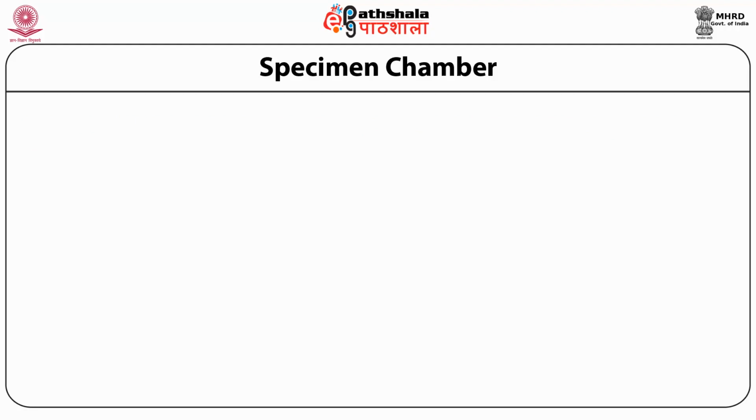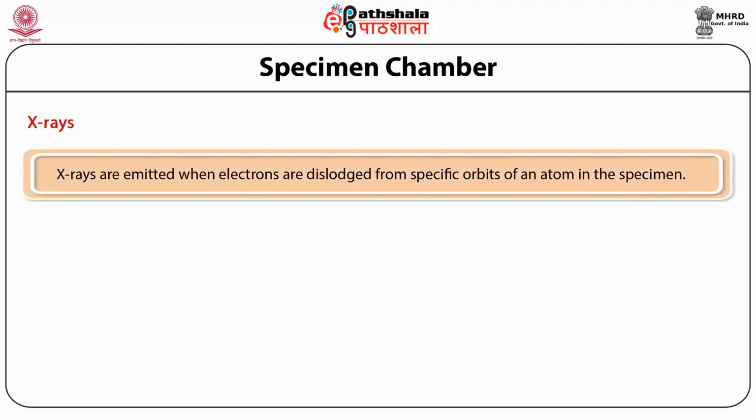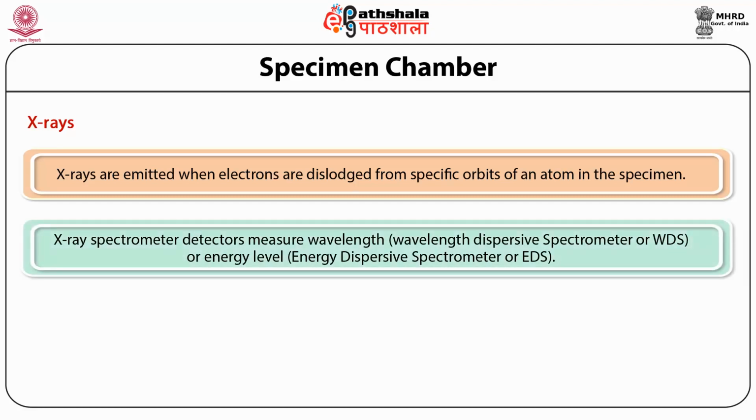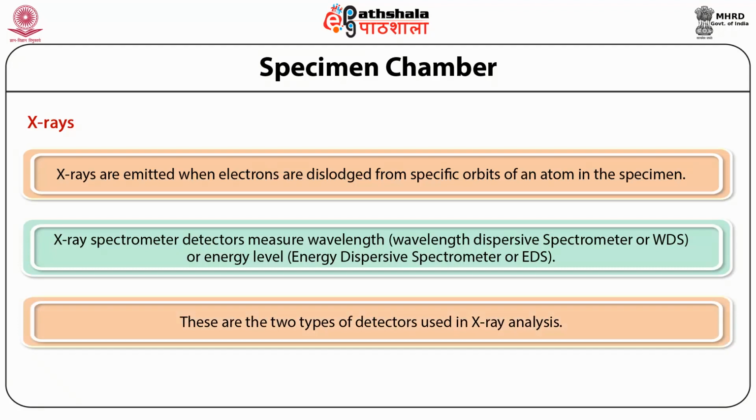Now, the third event that occurs in the reaction vessel is X-rays. The X-rays are emitted when electrons are dislodged from specific orbits of an atom in the specimen. Elemental information can be obtained in the X-ray mode. X-ray spectrometer detectors measure wavelength or energy level. There are two types of detectors used in X-ray analysis.